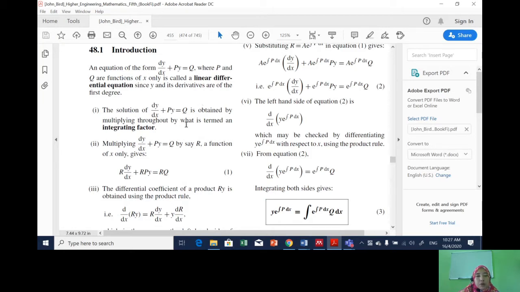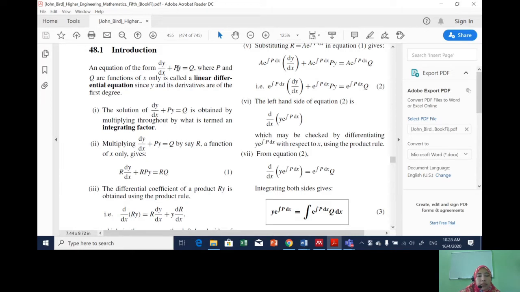Roughly this is the step. First, if the first ODE is not in the linear form, then we make it into this form. Any ODE that is not linear but can be transformable, we can transform the original equation to dy dx plus py equal to q. After we transform it into dy dx plus py equal to q, then we need to apply the integrating factor.